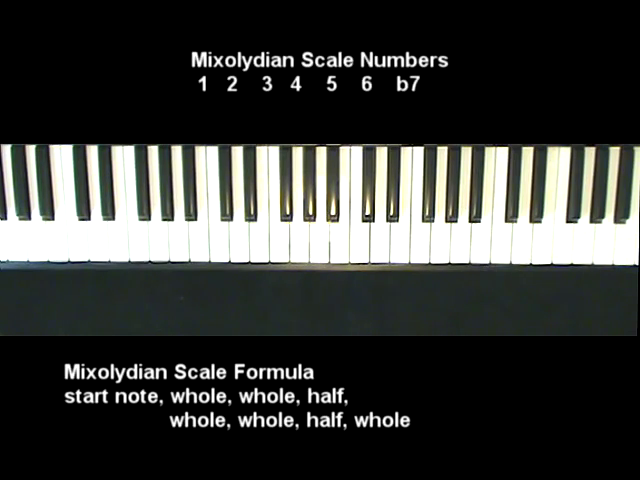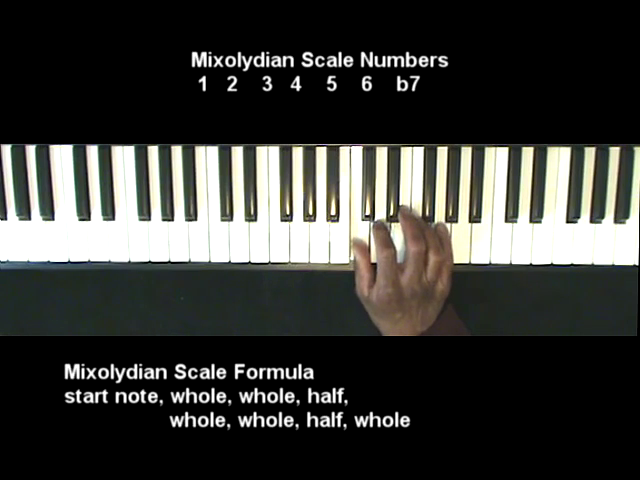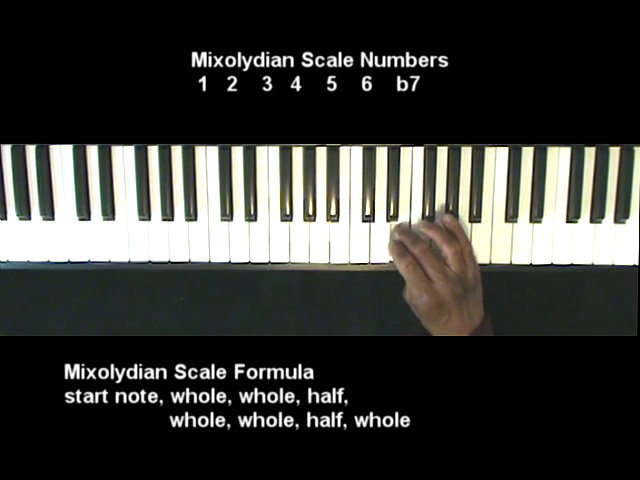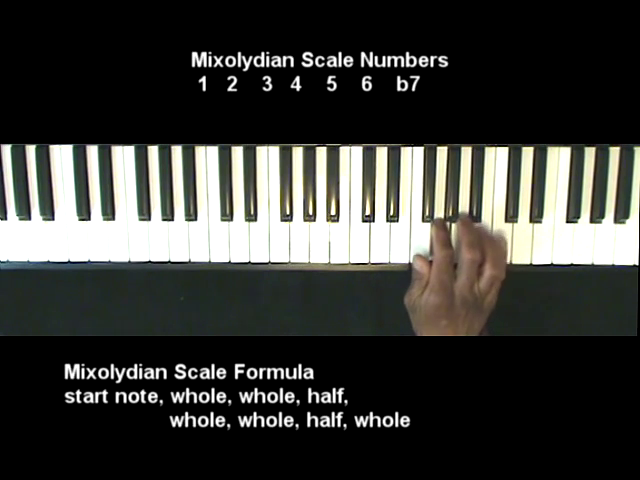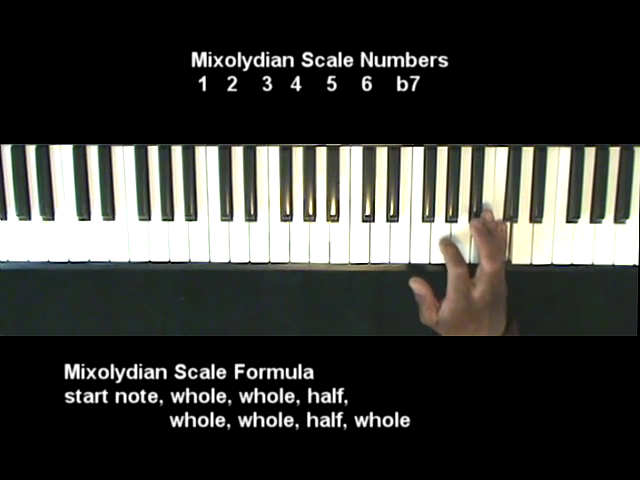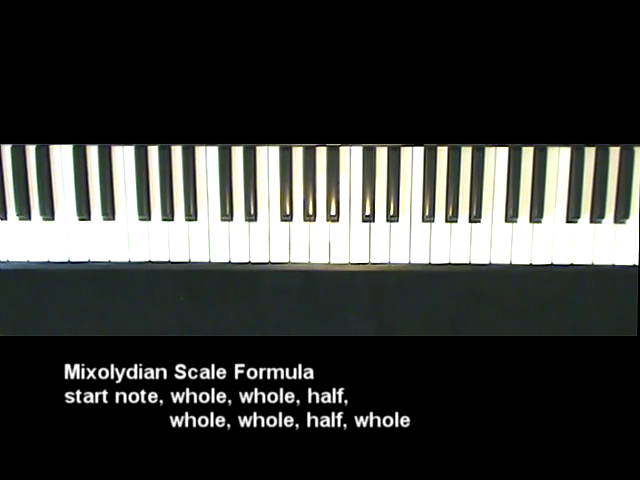3. Optional step. Assign numbers to the scale. That is 1, 2, 3, 4, 5, 6, flat 7, and 1. So, this is 1. Up a whole is 2. Whole is 3. Half is 4. Up a whole is 5. Up a whole is 6. Up a half is flat 7. And up a whole is 1. So that step is optional.